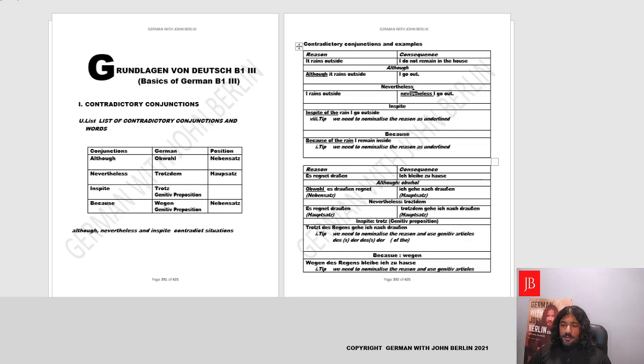Same sentence I could do with nevertheless. It rains outside, nevertheless, I go out. So although is always used with the reason, nevertheless is always used with the consequence. Genau, that's what we need to remember. We could write here, although, obwohl is always used with the reason. And trotzdem is always used with the consequence. Perfect, which is nevertheless.